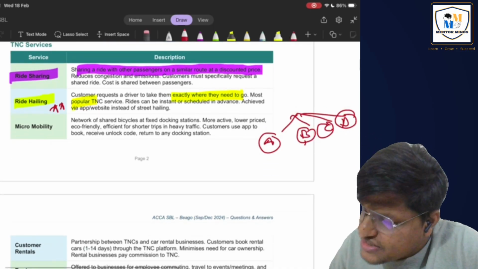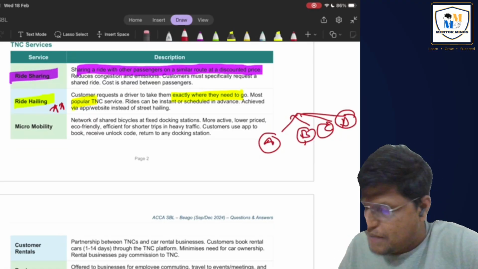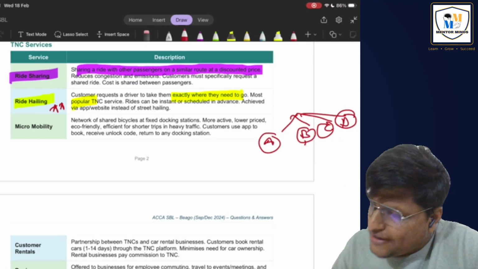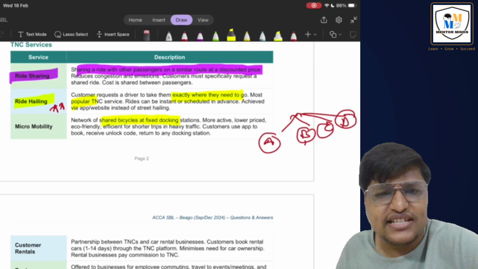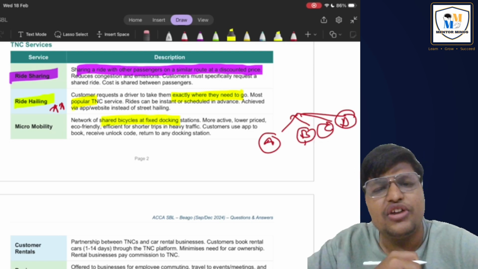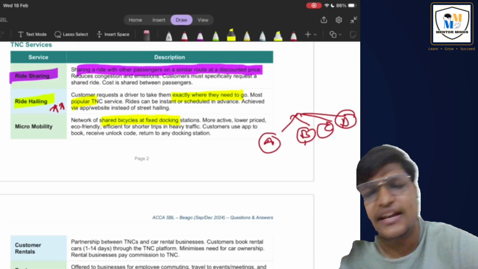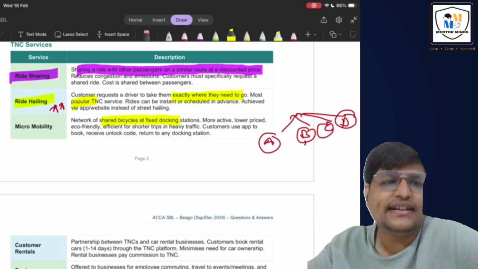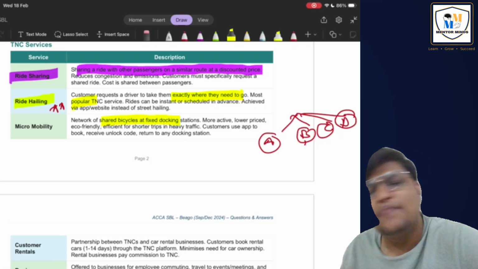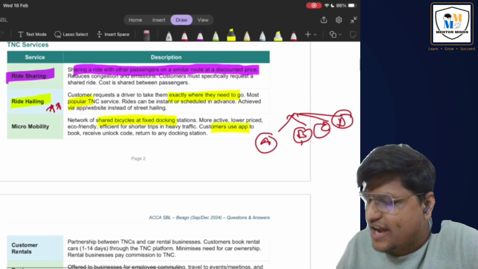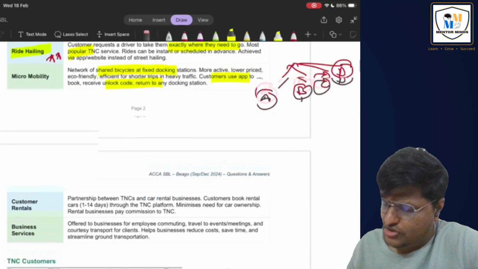Now the third service they are providing is micro mobility. Micro mobility is nothing but shared cycle. They have let's say stations from A to B. In this city also they have some station, you can take a cycle from here and you can park it in another city. So micro mobility is nothing but shared cycle. You can book this through app. You can lock and unlock using app.